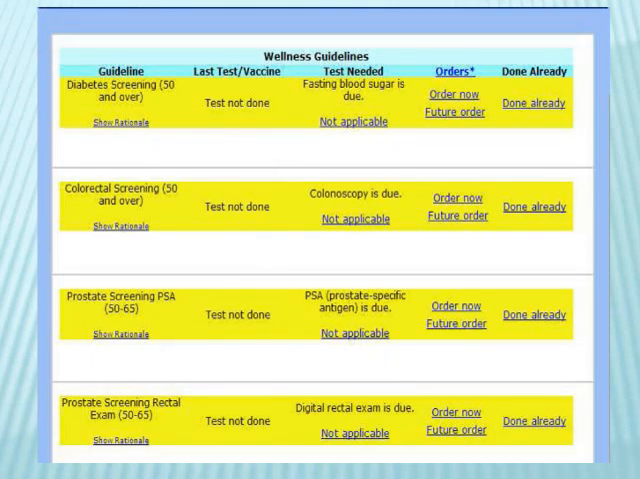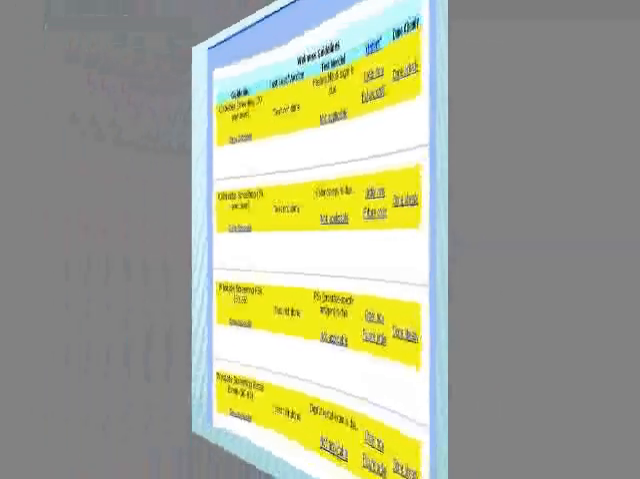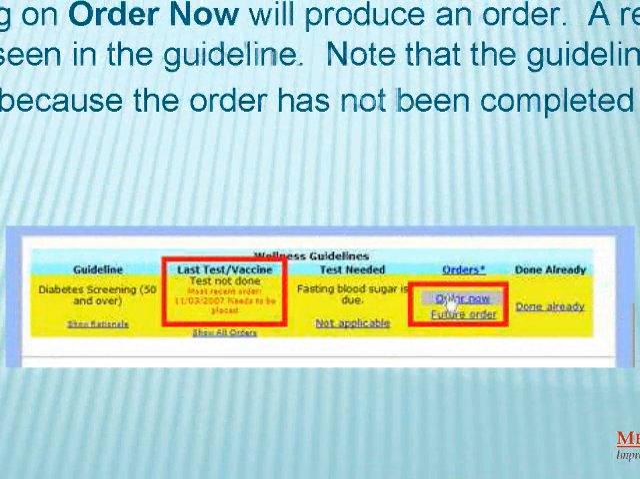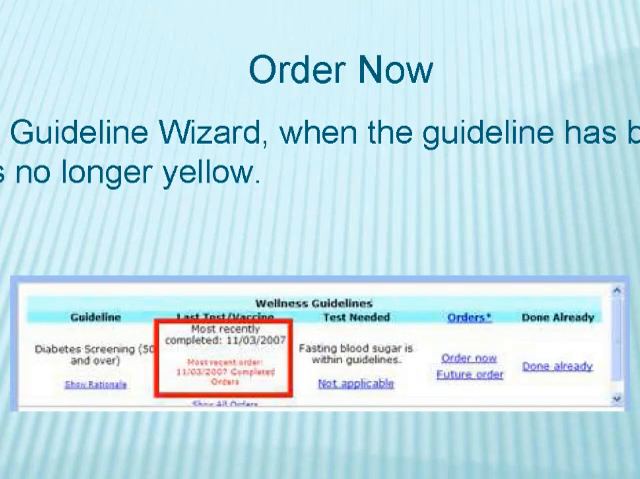The physician can take 4 actions on a guideline: place an order now, place an order in the future, indicate that the guideline has already been met, or indicate that the guideline should not be applied to this patient. We will discuss 2 of these actions. Clicking the Order Now link places an order into the assessment and plan and an indication that that order has been made in the guideline. Note that the guideline is still yellow because the guideline is still not met. Once a guideline has been met, it is no longer yellow.